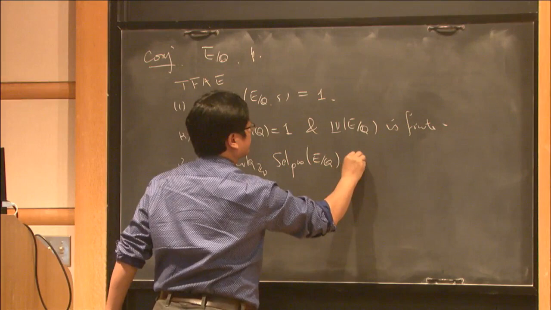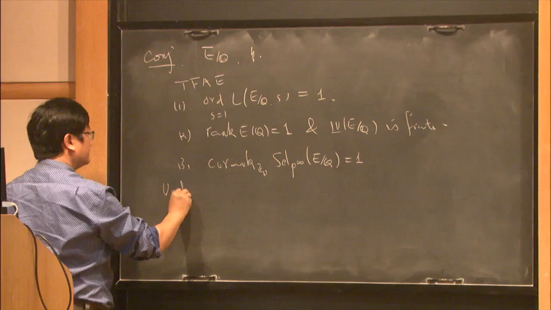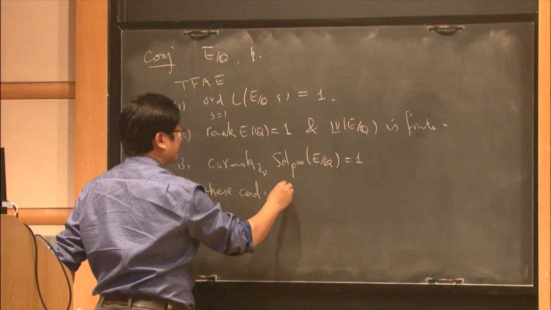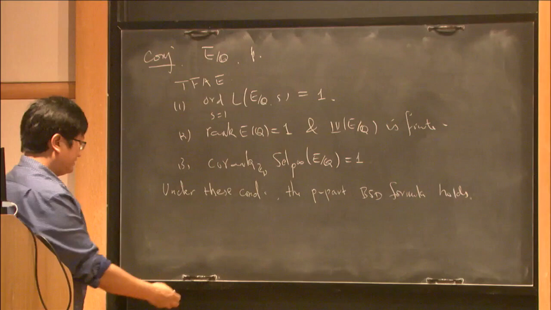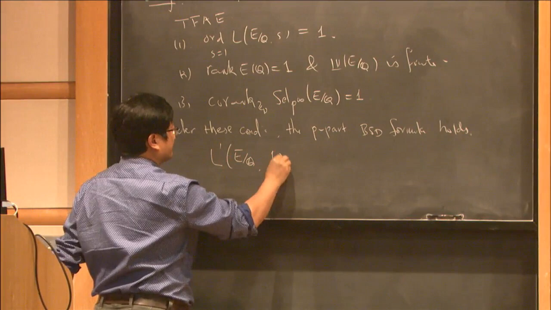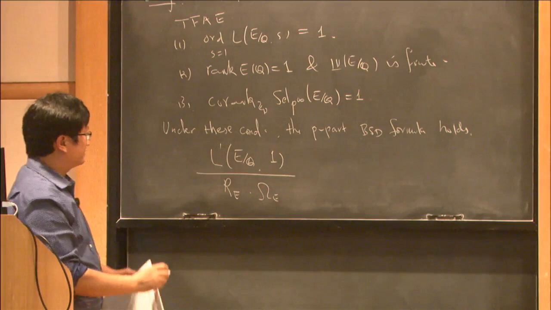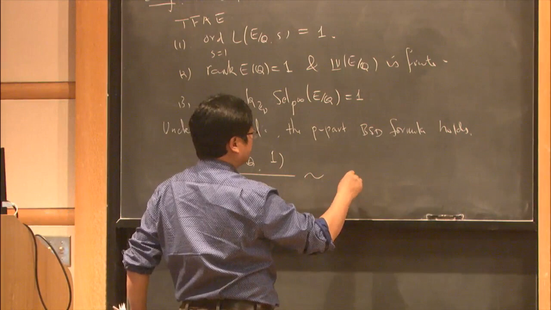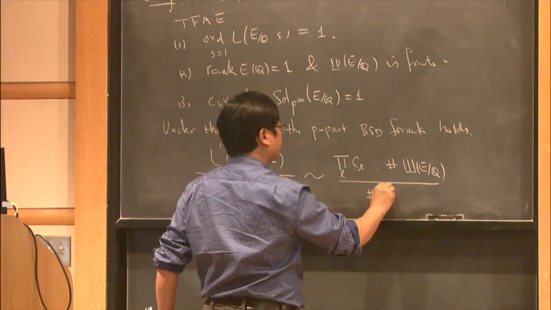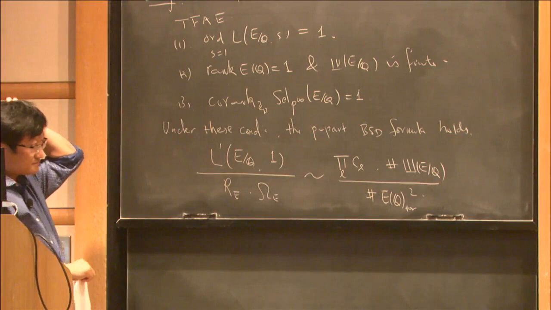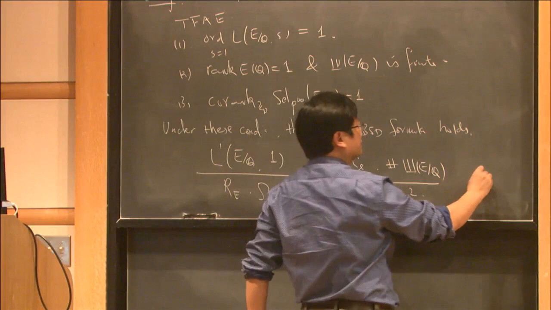And under these conditions, the p-part of the BSD formula holds. That means the derivative of L(E,s) at 1 divided by the regulator times the period defined by the differential form of E equals the Tamagawa number times the cardinality of Sha over the cardinality of the torsion part of the Mordell-Weil group squared. And I say p-part just means this equality holds up to a p-adic unit.